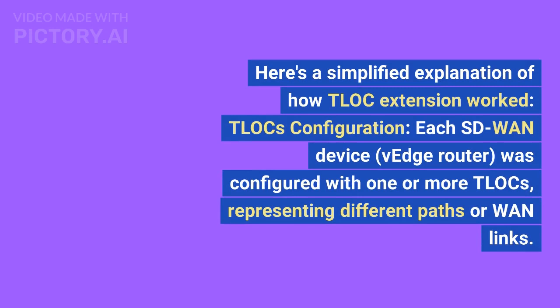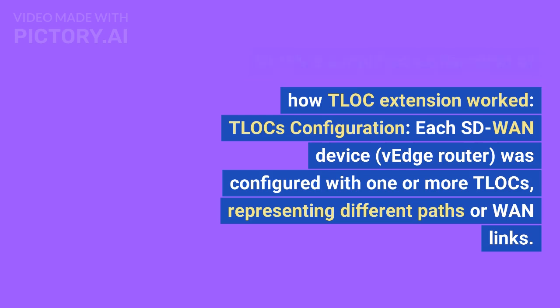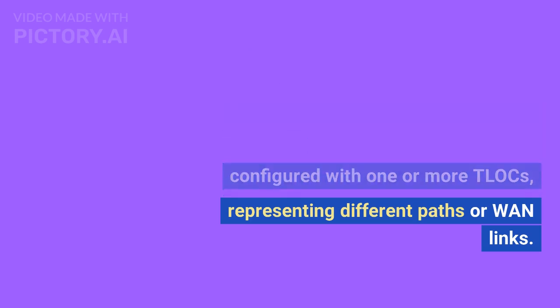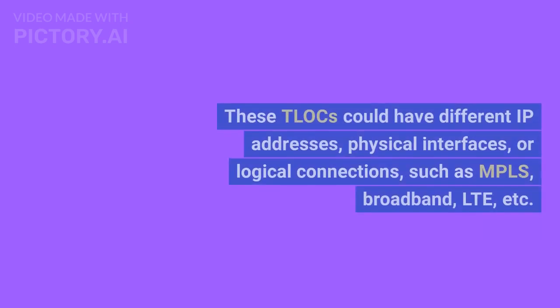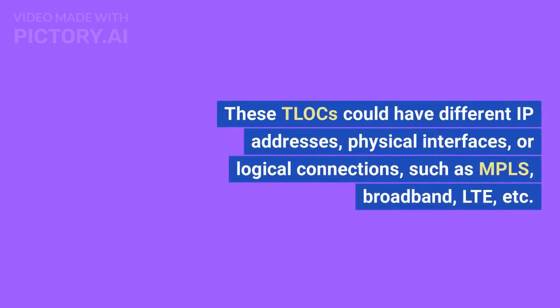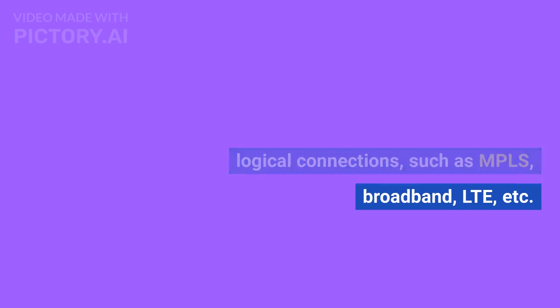TLOC configuration: each SD-WAN device, via edge router, was configured with one or more TLOCs, representing different paths or WAN links. These TLOCs could have different IP addresses, physical interfaces, or logical connections, such as MPLS, broadband, LTE, etc.